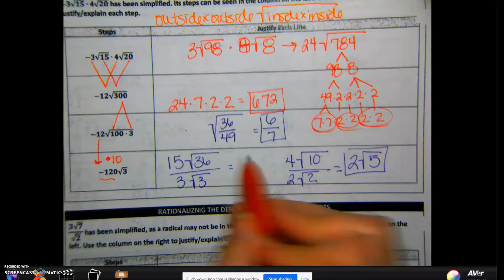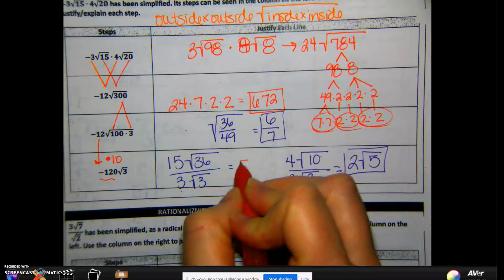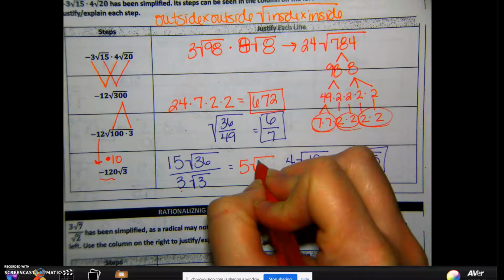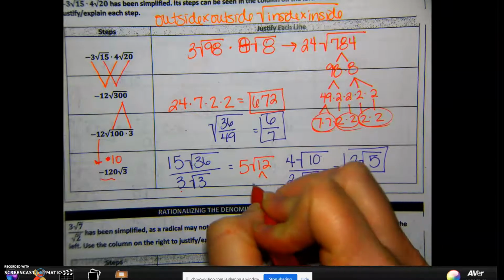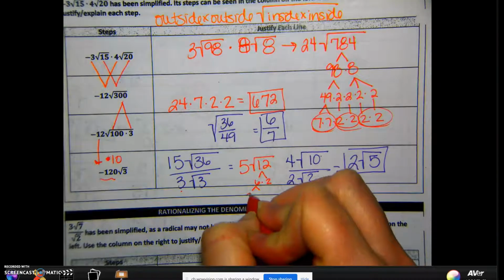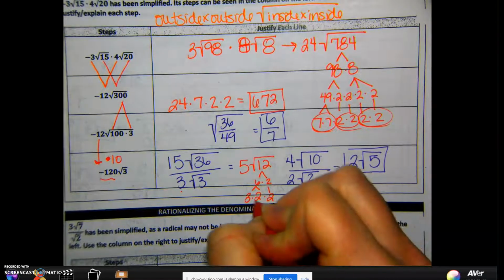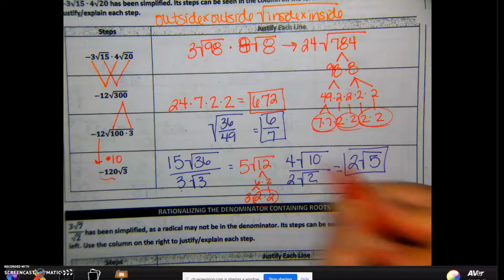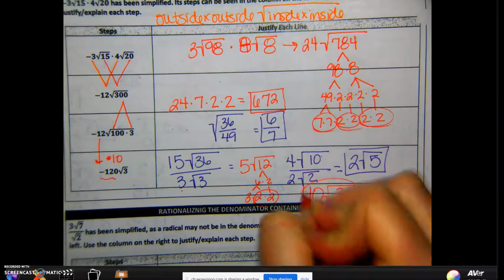Let's look. What's 15 divided by 3? 5. What's square root of 36 divided by square root of 3? Square root of 12. Can I break 12 down? Yes, so I need to. What does it break down into? 3 and 4. What does 4 break down into? 2 and 2. Bring down my 3. I have a pair of 2s, so what comes out? 2 times 5, which is 10 square roots of 3. There we go.